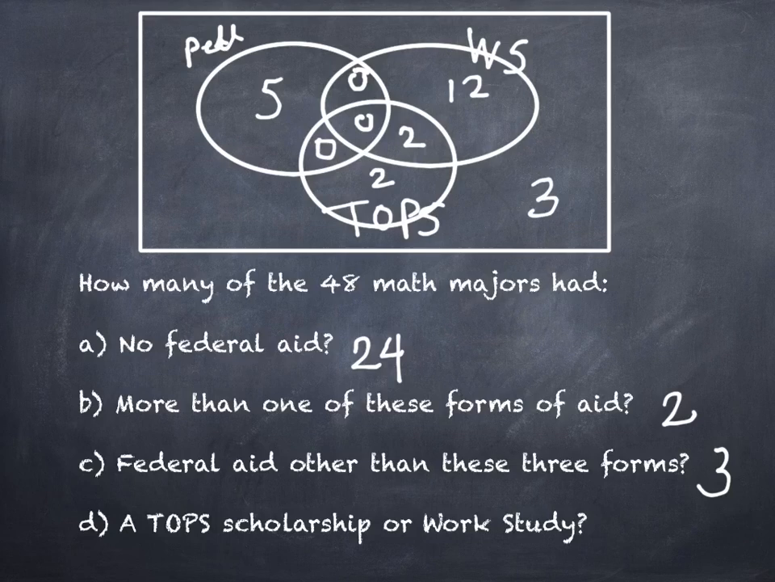How many had a TOPS scholarship or work study? 16. What do you have to add up when you have the word or? All the pieces of the circles. So I have 12 on the top, 2 in the overlap, and 2 in the bottom for the 16. Any questions on that one? All right.